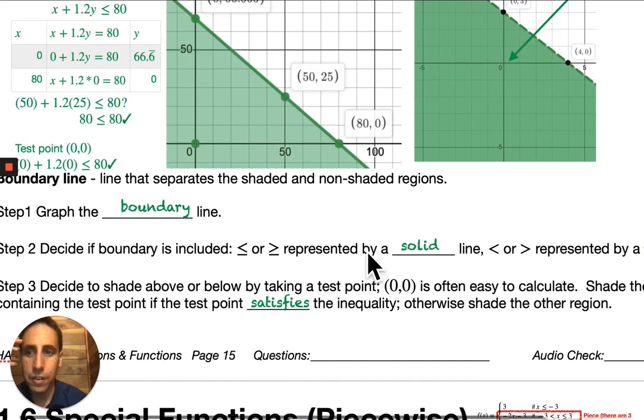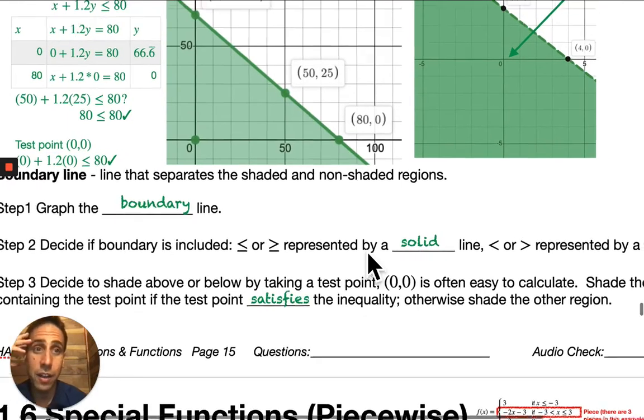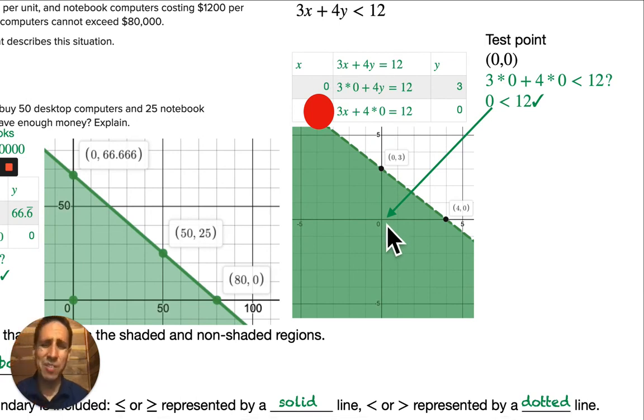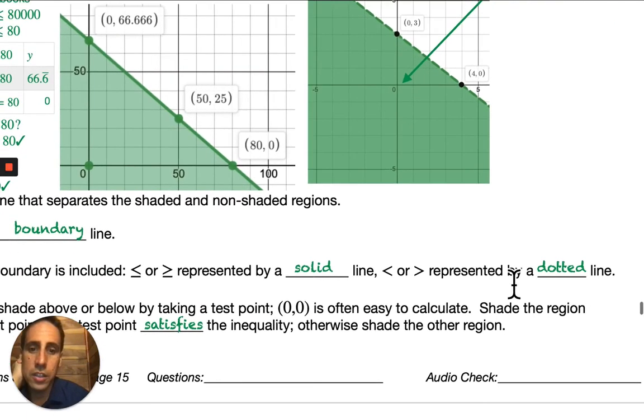Then, number 3, we have to decide to shade above or below by taking a test point. Often 0, 0 is an easy one to do. It doesn't have to be 0, 0, but I just like multiplying stuff by 0 because it all cancels out. The one requirement about this test point is that it cannot be on the boundary line. So 0, 0 is not on the boundary line. 3 times 0 plus 4 times 0 is 0. And is that less than 12? Yeah, it is. So we are going to shade in the region that contains this test point. This test point satisfies the inequality. We tested it, and so do all of its neighbors, and so they all get shaded in.